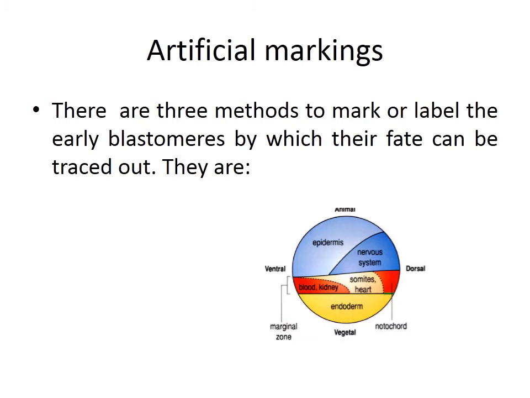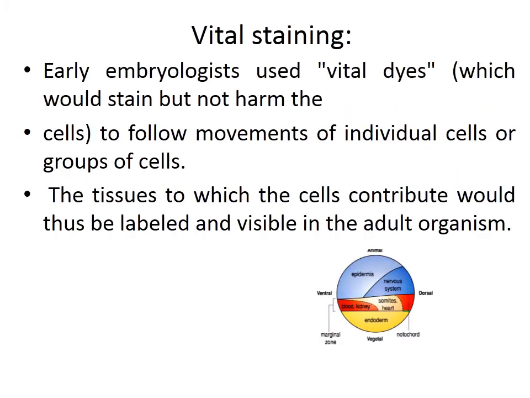Artificial markings are used where there is no natural color differentiation. We use artificial markings for this construction of fate map. There are three methods to mark or label the early blastomeres by which their fate can be traced out. First, vital staining, using vital dyes which would not harm the egg or the blastula, and it follows movement of individual cells or groups of cells. The tissues to which the cells contribute would thus be labeled and visible in the adult organism.